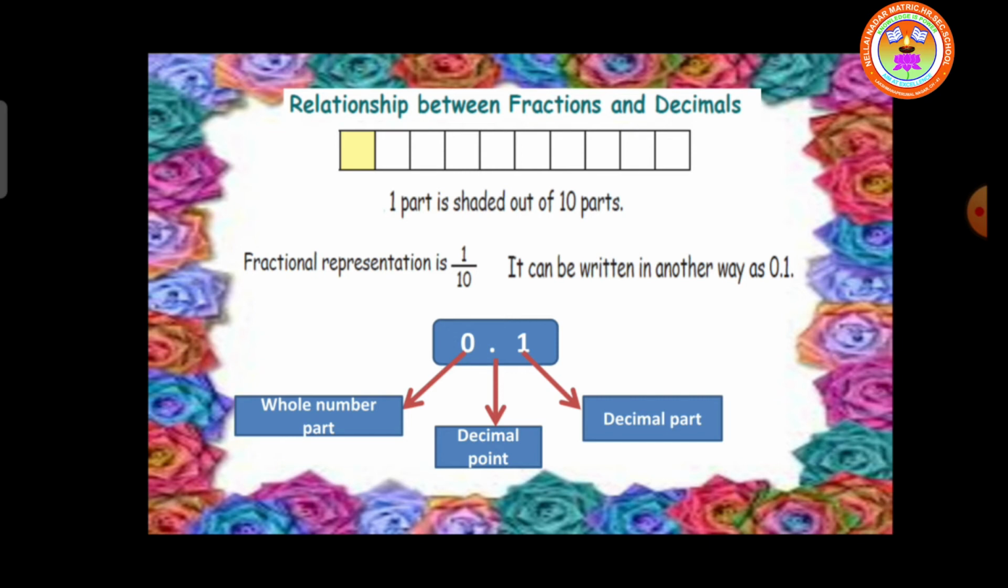0 represents the whole number part, and the point is called the decimal point, and 1 is called the decimal part. Is it clear, students? 0.1 means 0 is called the whole number part, the point is called the decimal point, and 1 is called the decimal part.